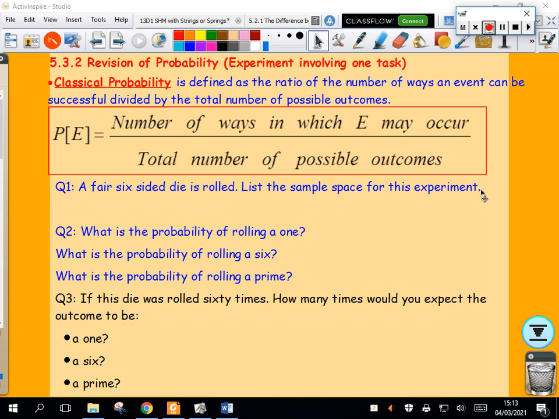So in this class I want to look at finding probabilities for experiments involving a single task. So just a single task here.